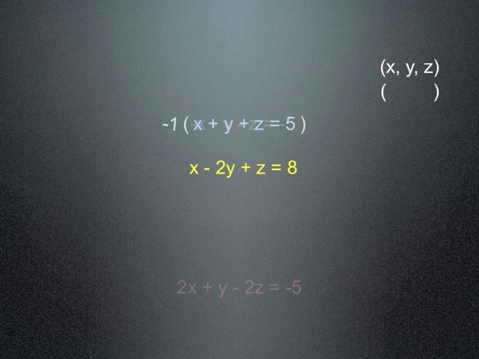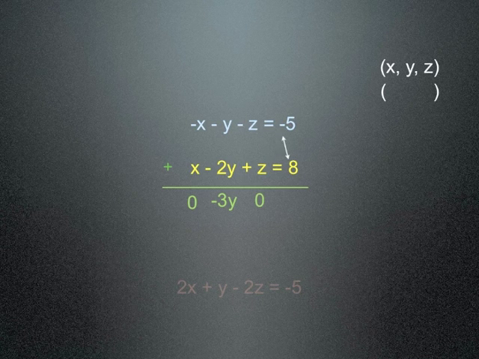If I multiply the blue equation, the top equation, by -1, it changes all the values to negatives. Now I'm going to add the two equations together. Negative x plus x is 0. Negative y plus 2y is -3. Negative z plus z is equal to 0. And negative 5 plus 8 is equal to 3. I'm going to move the negative 3y down, and that's equal to 3.